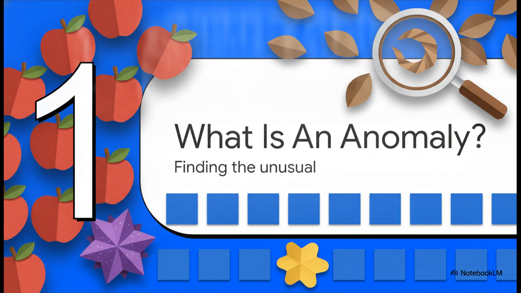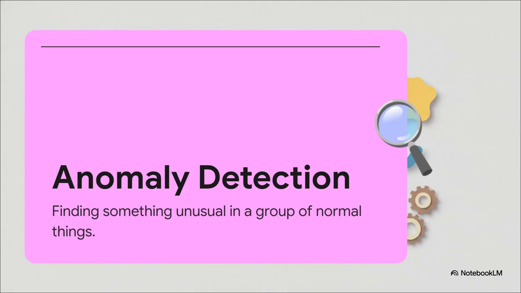So, what is an anomaly? Spotting that strange fruit actually has a very cool special name in computer science. It's called anomaly detection. Basically, this just means finding something unusual in a big group of normal things. Think about how a computer works. When it looks at a massive pile of information and sees that almost everything looks exactly the same, but one tiny thing looks totally different, well, the computer acts just like a little data detective trying to spot it.